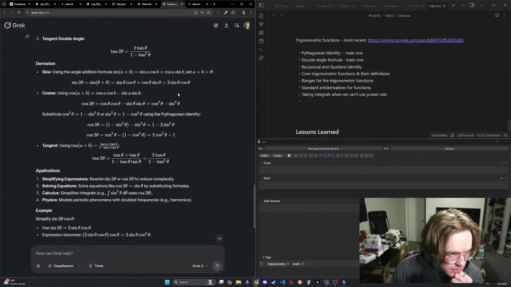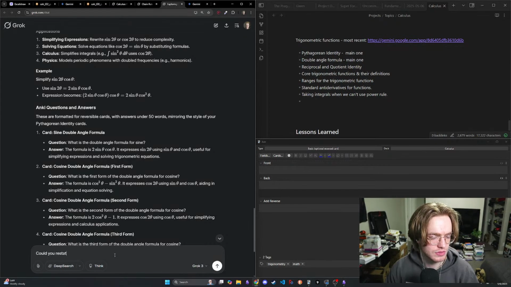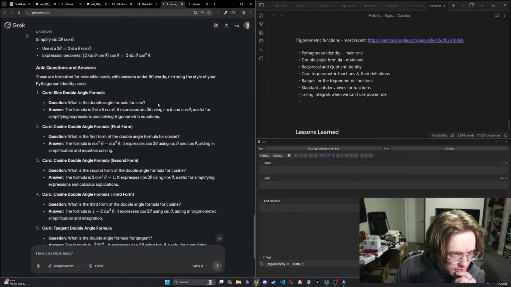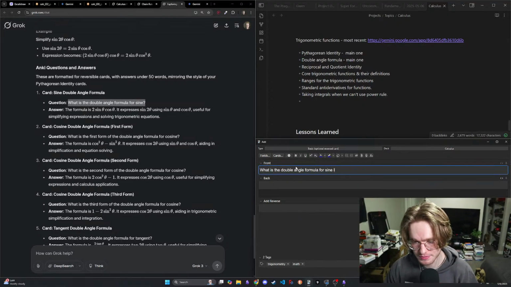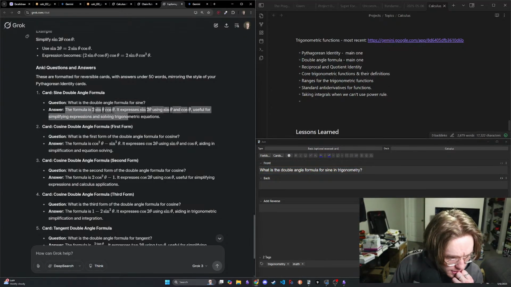Sine, cosine, yep, we have these 3. Anki questions and answers. Oh no, that's correct. What's the double angle formula for sine in trigonometry? Okay, the formula is 2 sine theta cosine theta.